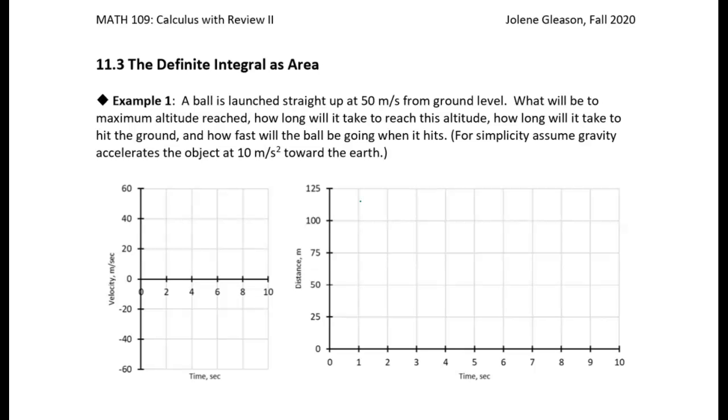In this first example, we're told that a ball is launched straight up at 50 meters per second from ground level. And we're asked a bunch of questions. What's the maximum altitude it reaches? How long will it take to reach this altitude? How long will it take to hit the ground? How fast will it be going when it hits?